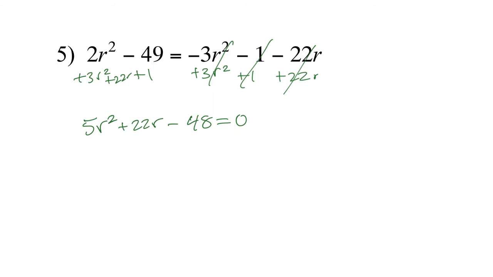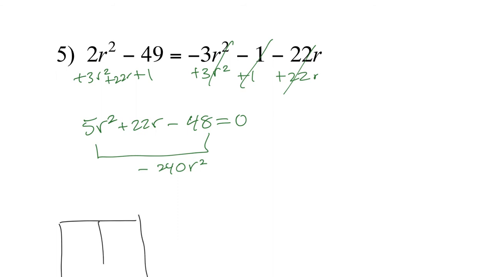Okay. Again, now I'm going to multiply those two. I'm going to multiply this times that one, which is negative 240 r squared. I don't have a common factor. I've got to multiply this one because this is different than 1. Okay, so the box method. It's the easiest one to solve.